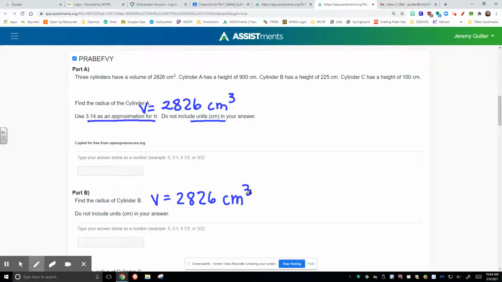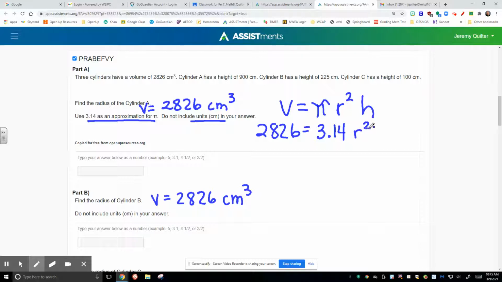So the shorter that we go, the larger the radius has to be. So again, it's the same type of thing. Substitution, we have volume is equal to pi times the radius squared times the height, and we look at what we're given. In this case, we are given the volume, 2,826. The radius is unknown. Pi is going to be approximated to 3.14. We're trying to figure out the radius, and the height is 900 centimeters. So with that, do a little bit of simplifying, do a little bit of solving, and we should be able to find out what R is.